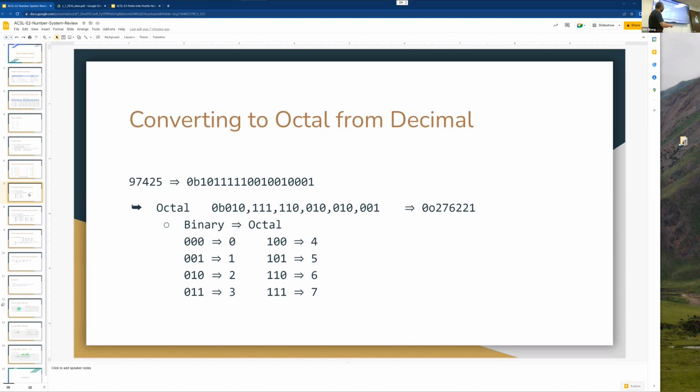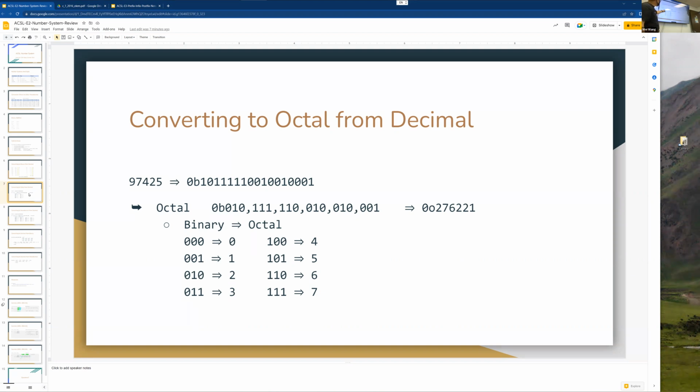And when we do octal, we say 0O. That indicates the number following is an octal number. Again, because this 276221 is also a valid decimal number, right? If you don't identify that clearly. So this binary number converts to this octal number. And again, this is that binary to octal conversion table, right here.